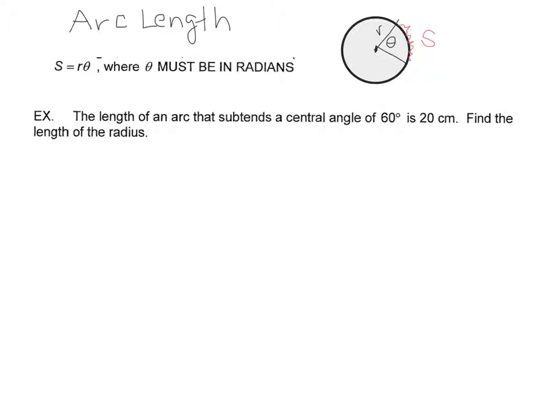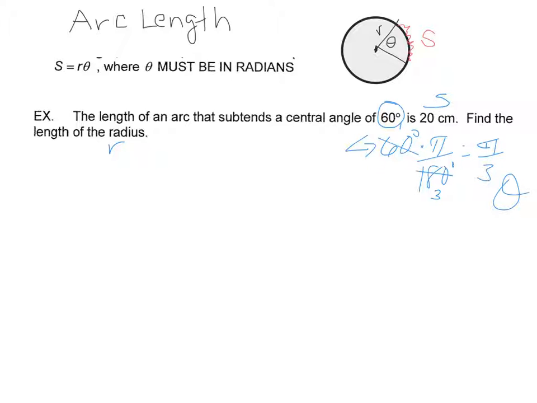So in this example, the length of an arc that subtends a central angle of 60 degrees is 20 centimeters. Find the radius. So we've been given S, that's the length of the arc. We want to find R, and the central angle is 60 degrees, but we have to convert it to radians. So it's going to be 60 degrees times pi over 180 degrees. 60 goes into 180 3 times, so it's pi over 3, and that's theta in the formula.